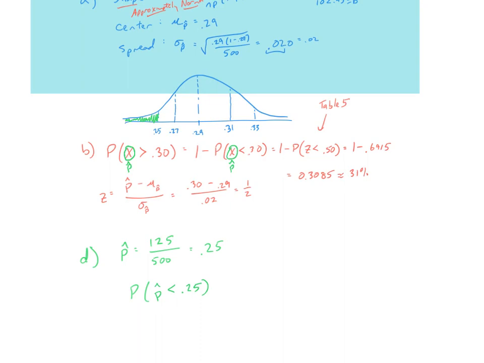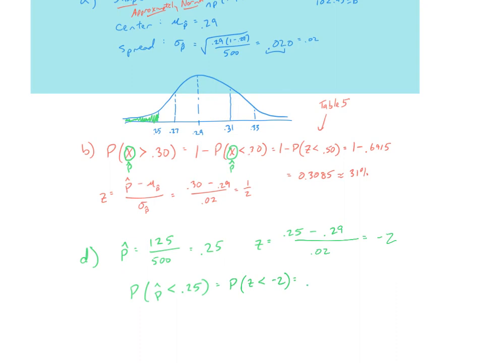So what we need to do now is compute our z-score so we can look it up on the table. So z equals 0.25, that's our x, or our p-hat, minus the mean, mu, 0.29, divided by the standard deviation, which is 0.02. Type that into your calculator, and you get a z-score of -2. So the probability that p-hat is less than 0.25 is the same as the probability that z is less than -2, which I can look up on my table pretty quickly.